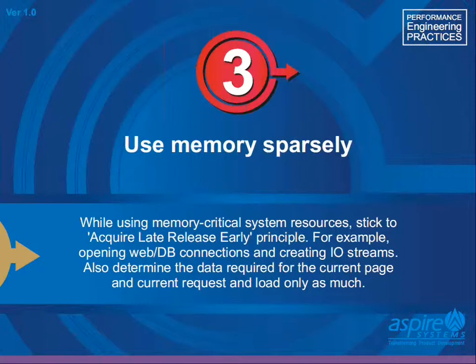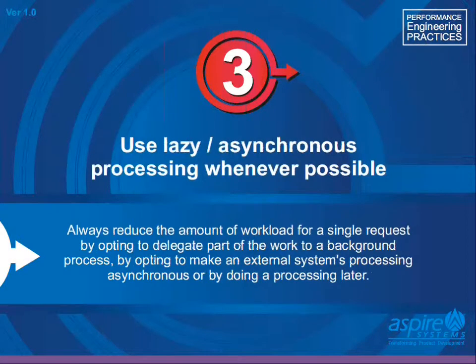Use memory sparingly. Acquire late, release early. This principle will help in optimized use of memory and critical system resources. For example, DB connections can be acquired as late as when the transaction is about to happen, and similarly have to be released as soon as the transaction is completed. Also, load only the data that is required for the current request and the current page.